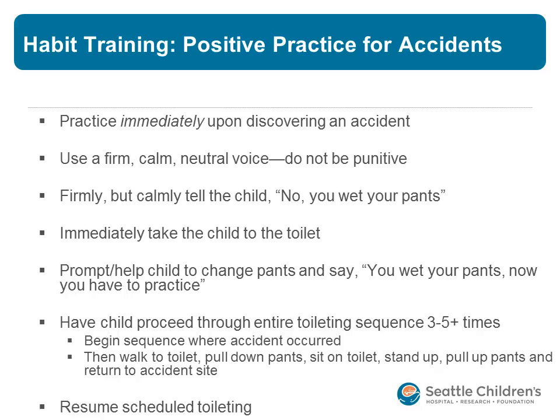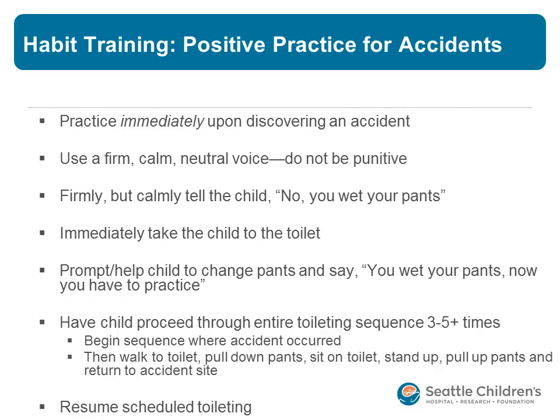So you're going to need to have changes of clothes or changes of underwear in the bathroom, because then you want to engage in the practice procedure immediately following. So you can say to the child something like, you wet your pants, now we have to practice. And the practice consists of proceeding through the entire toileting sequence 3 to 5 times. And some people recommend this more than 5 times. Again, I don't necessarily find that to be very helpful because I think it gets pretty aversive.